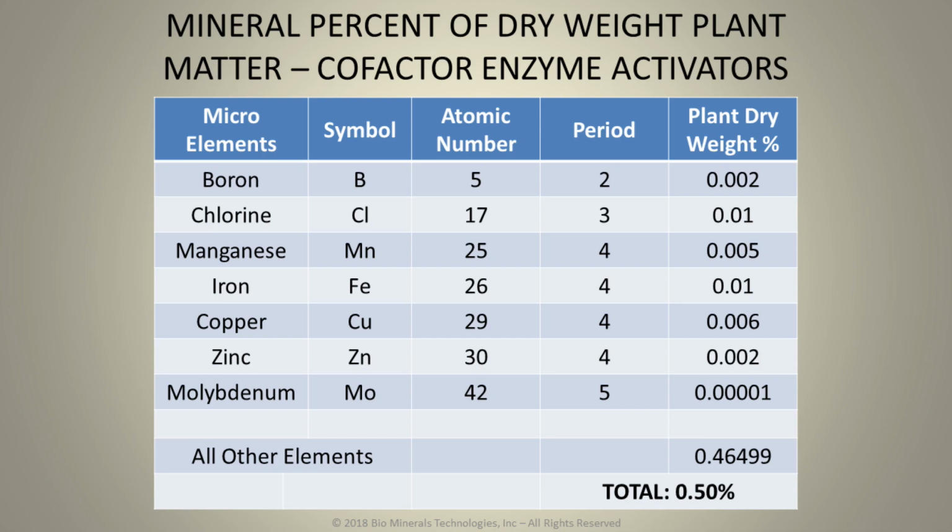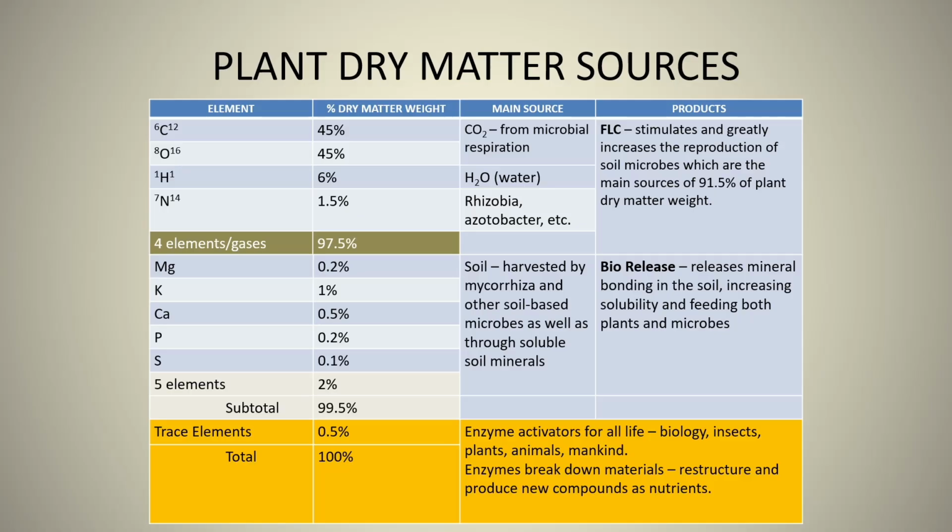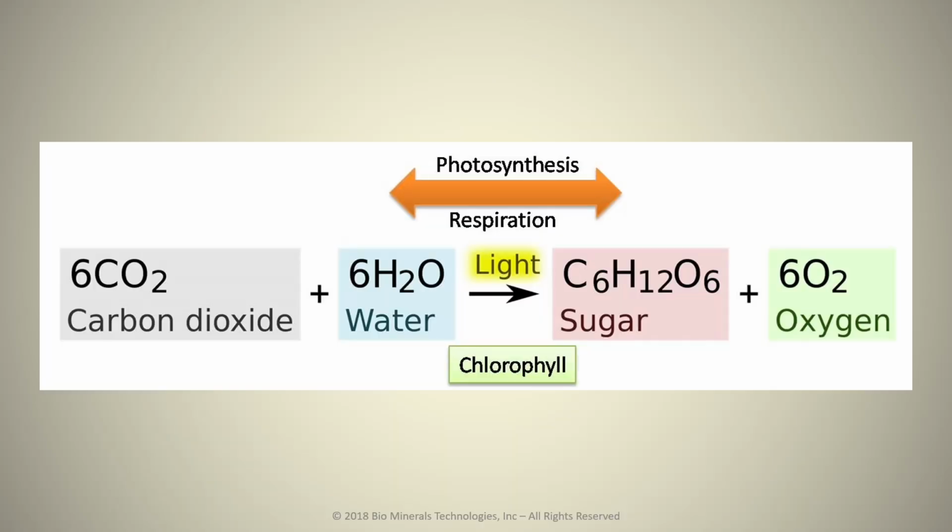Many of these minerals run hundreds to thousands of enzymatic functions, and they're vital for activating the enzyme processes within the plant that allow the plant to take these raw materials, these raw minerals and elements, and put them into plant metabolites that grow and structure everything above and below ground.